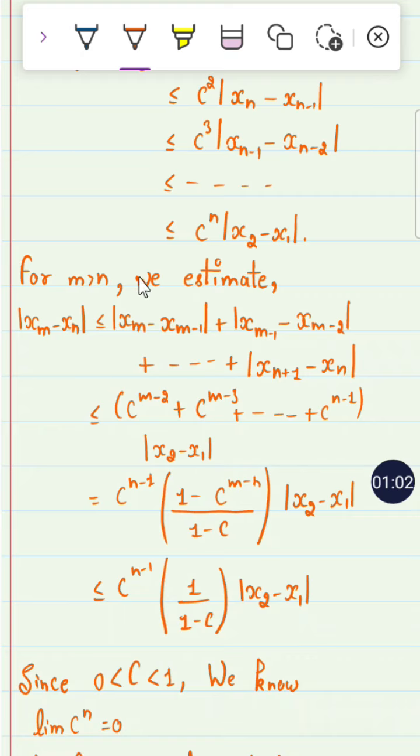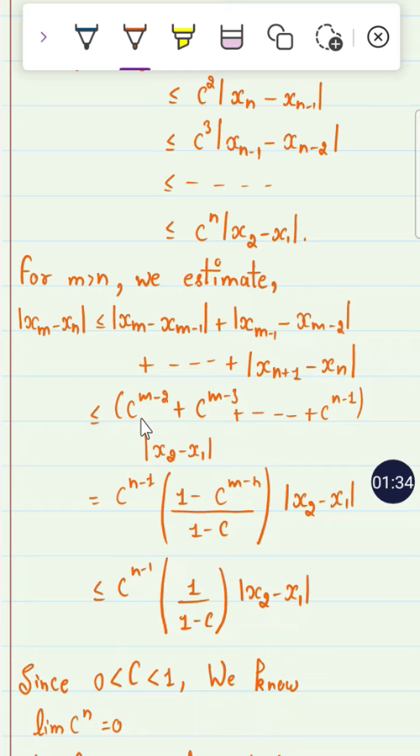Now for m greater than n, we have to prove that it is a Cauchy sequence, so we have to estimate the terms of the tail of the sequence. It is mod of xm minus xn, which is less than or equal to mod of xm minus xm minus 1 plus xm minus 1 minus xm minus 2, and so on. By the triangle inequality, this gives you plus xn plus 1 minus xn, right? So these are the contractive sequence terms.